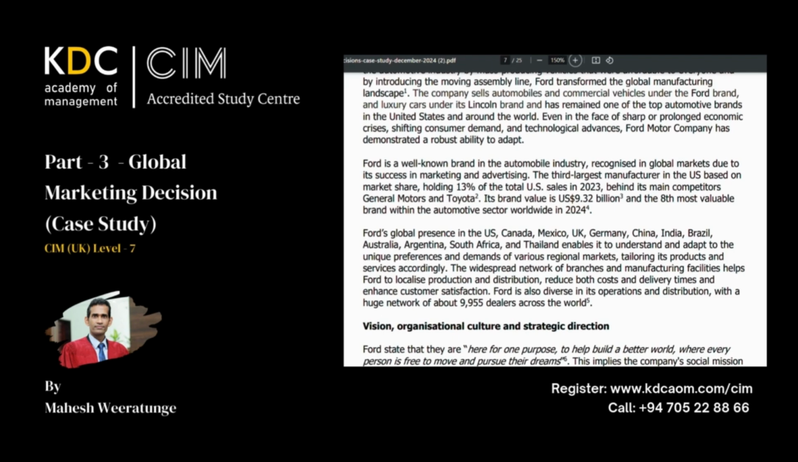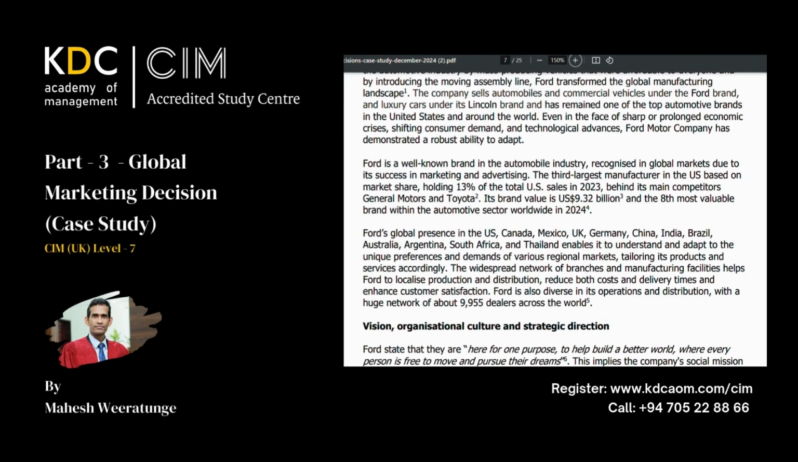Now, they are not limited to the USA. You can see the regions and countries in which they are operating right now with their brands. Even in Asia, the brand is presently operating in the Asian market. Thailand is one of the countries in the Asian region. In that case, you can talk about India and China. Those countries are already penetrated with the Ford brand.